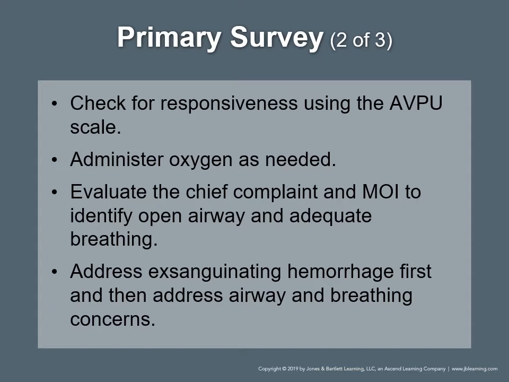If the patient was subjected to significant trauma and multiple body systems are affected, do not waste scene time on prolonged musculoskeletal assessment or splinting. Evaluate the chief complaint and MOI to identify open airway and adequate breathing. If a spinal injury is suspected, take the appropriate precautions and prepare for stabilization. Address exsanguinating hemorrhage first, and then address airway and breathing concerns.